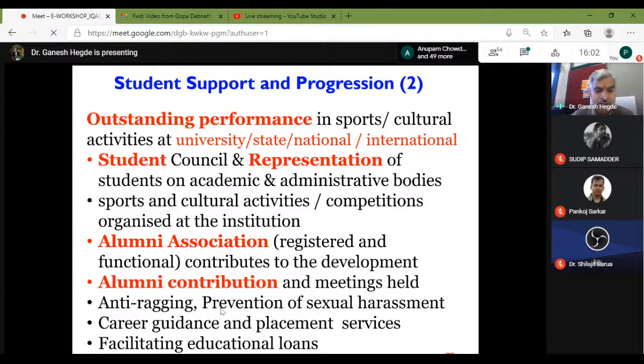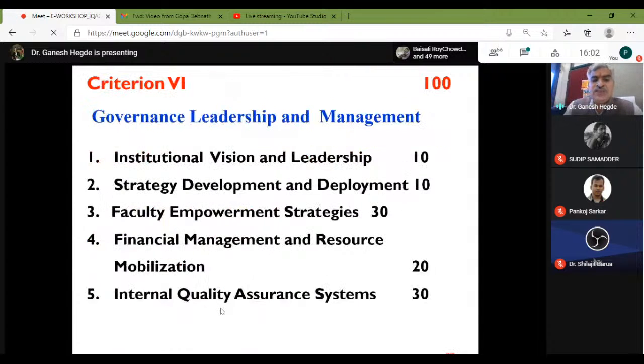Anti-ragging, prevention of sexual harassment, career guidance, placement services, and facilitating education loans you can create. Institutional governance, leadership and management, institutional vision, leadership, strategy development and deployment, faculty empowerment strategies, financial management and resource mobilization, and IQAC will be there.